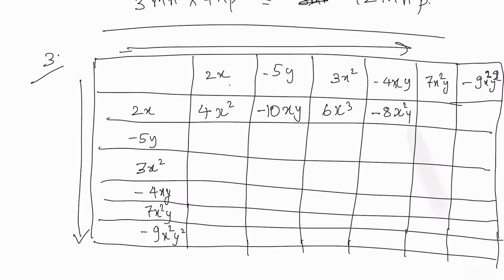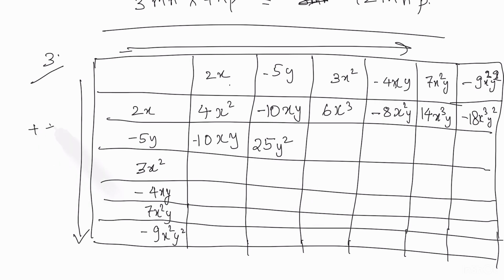X square, y. 2 into 7, 14. X cube, y. 2 into minus 9, 18. X square, y square is here, and we have an x here. So it will become x cube, y square. Next we have minus 5 into 2. Minus 10 xy. This will be the same. Okay, then minus 5 into minus 5, minus is plus. So 25 and y square.